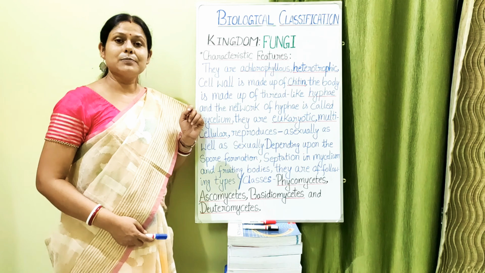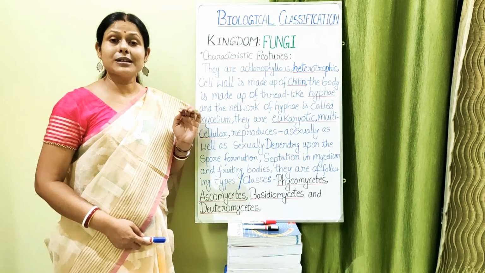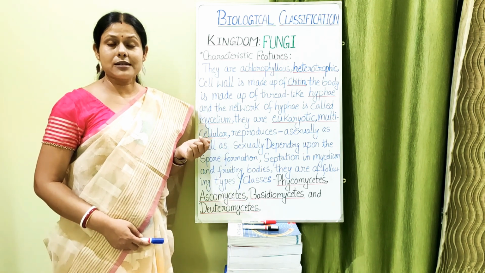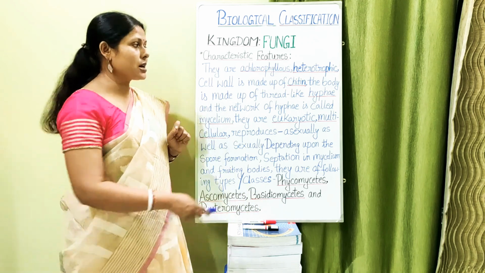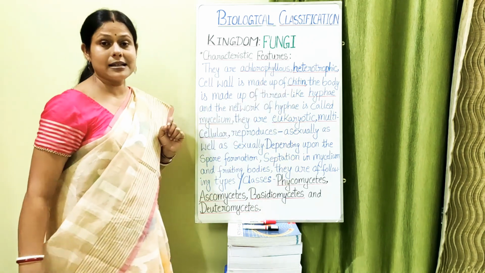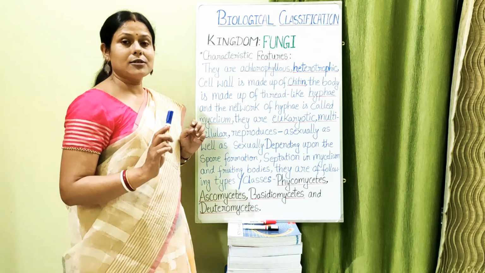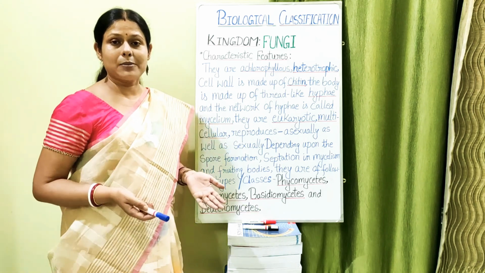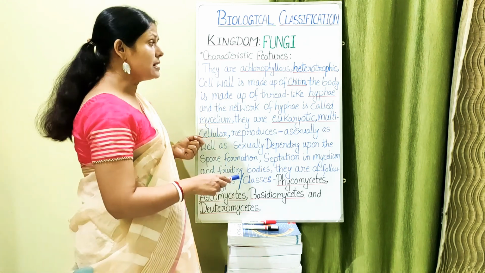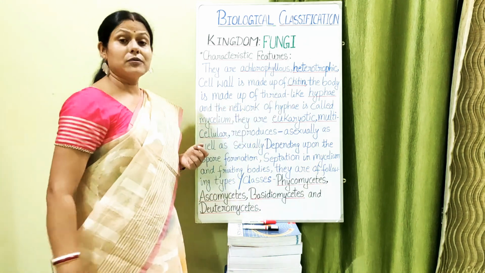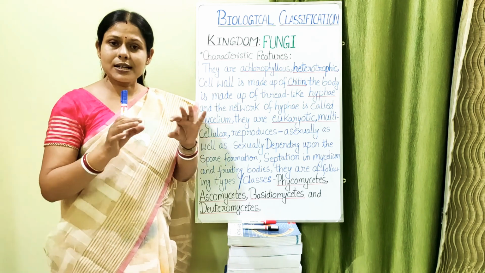Cell wall is made up of a chemical substance which is called chitin and various other polysaccharides. But the major component of the cell wall is your chitin, which is unlike that of the higher plants, because in case of higher plants we all know that the cell wall is made up of cellulose. Next, the body is made up of thread-like structures. The body is actually filamentous.